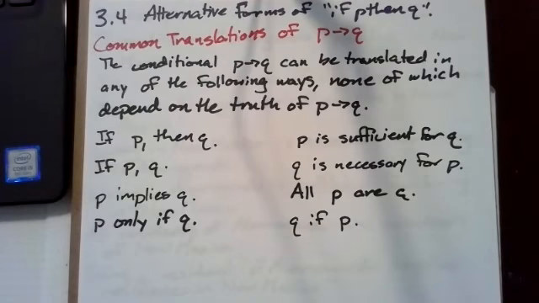In this video, we will discuss alternative forms of if P then Q. Here are some common translations of if P then Q. The conditional can be translated in any of the following ways, none of which depend on the truth of if P then Q.